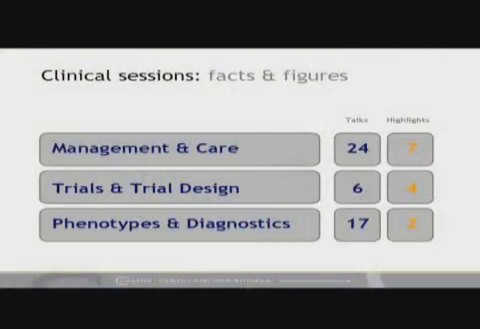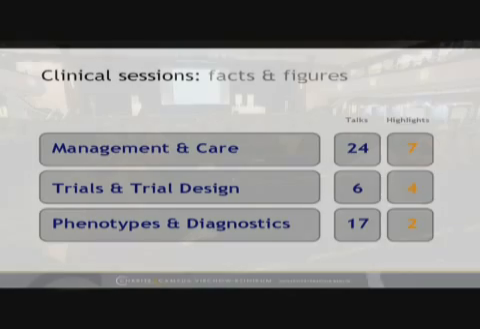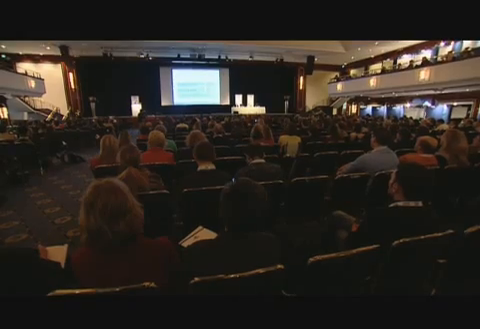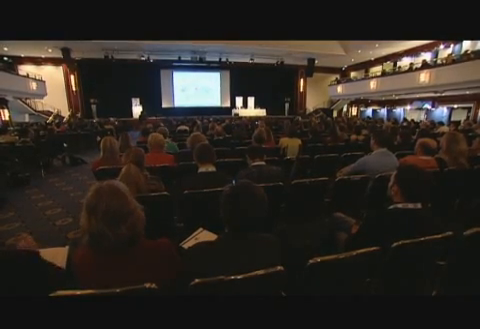The clinical sessions included 47 oral presentations on clinical issues as compared to 49 talks on basic science issues. Among the clinical sessions, I have identified three main topics. Topic 1 was on management and care. Topic 2 was on trials. And topic 3 was on phenotypes, disease progression, and diagnostics. From the total number of the papers, I made a small selection as shown in this slide here.